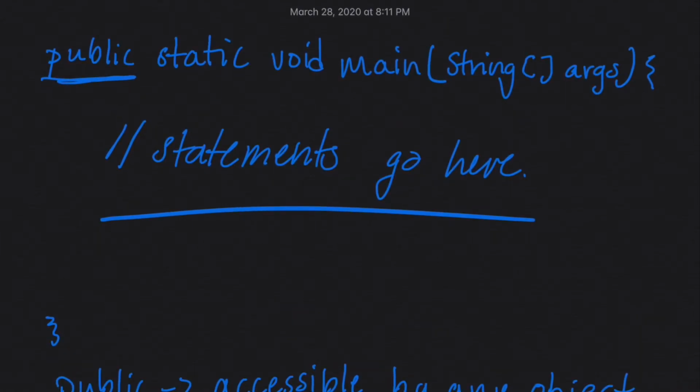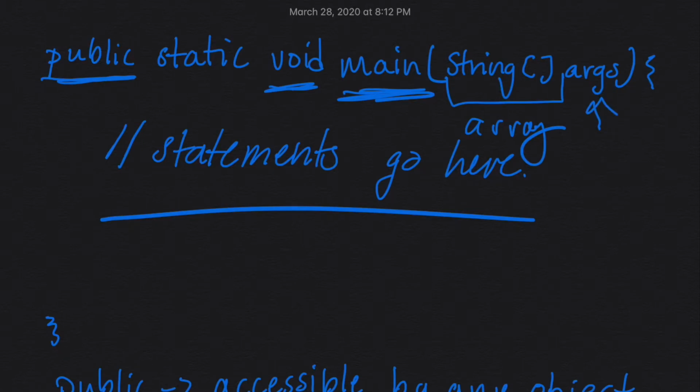But just remember that public means that this function is publicly available. Static means that the function can be called without instantiating the class. Void is the return type, so we're not returning anything. Main is the function name. String with these square brackets means a string array. And then args is just the name of that variable. Okay.